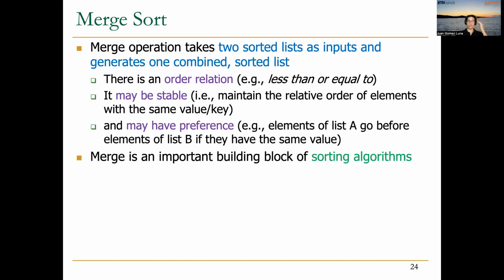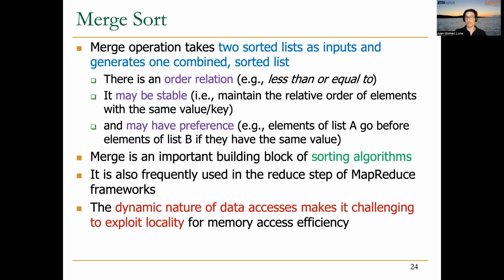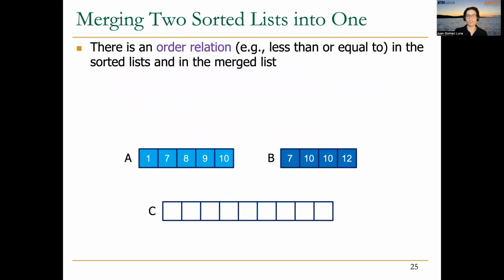Merge is an important building block, for example, for sorting algorithms, and it's also used in the reducer step of MapReduce. The dynamic nature of the data accesses makes it challenging to exploit locality for efficient memory access, as we are going to see.